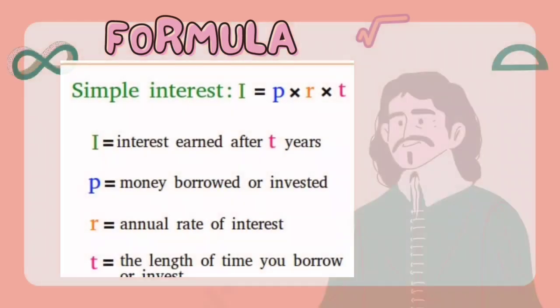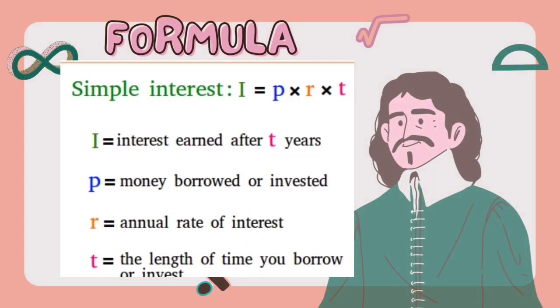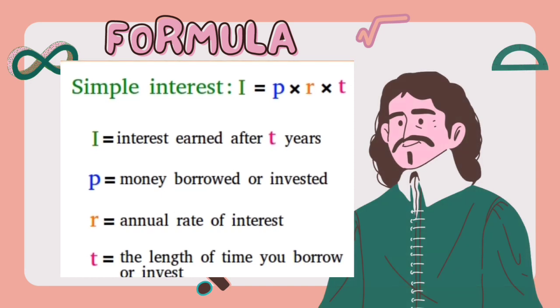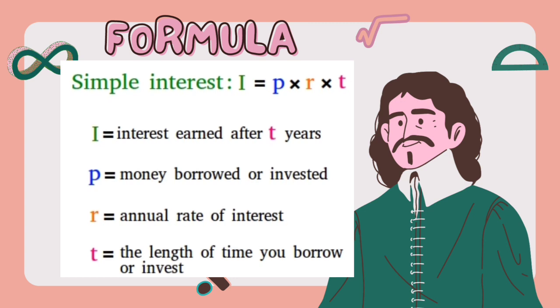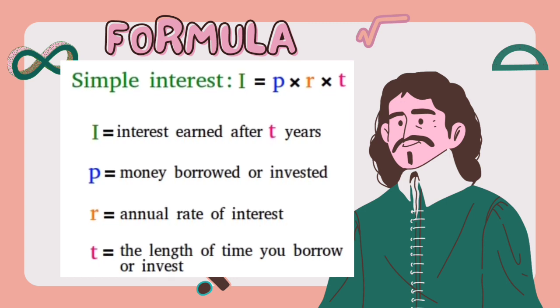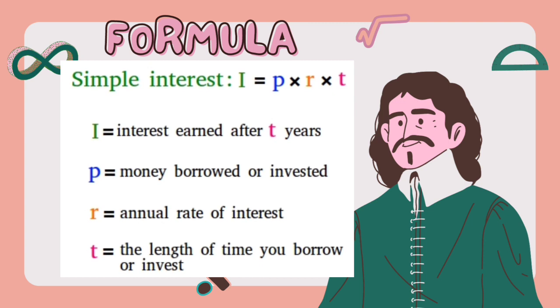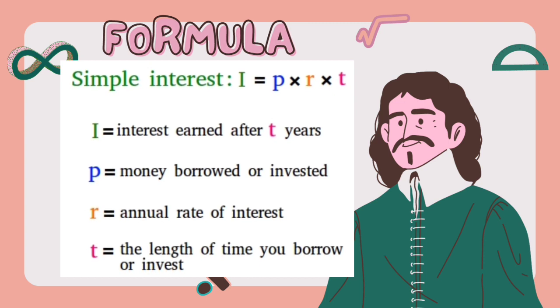Its formula is interest equals principal times rate times time, in which interest is the interest earned after years. Principal is the money borrowed or invested, rate is the annual rate of interest, and time is the length of time you borrow or invest.